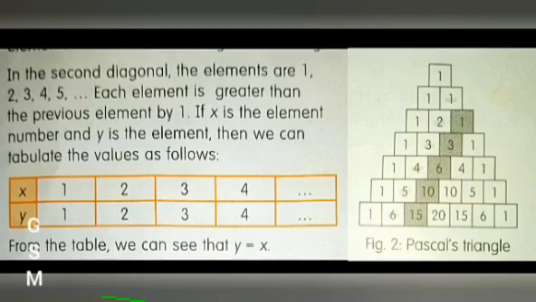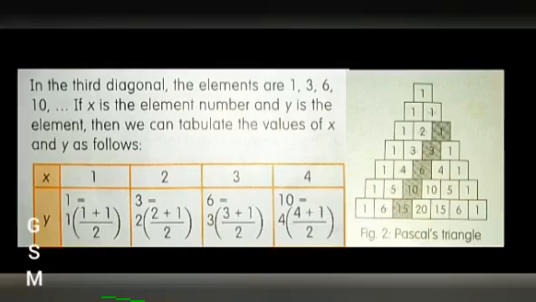In the second diagonal, the elements are 1, 2, 3, 4, 5. Each element is greater than the previous element by 1. If X is the element number and Y is the element, then we can tabulate the values as follows. From the table, we can see that y equal to x.